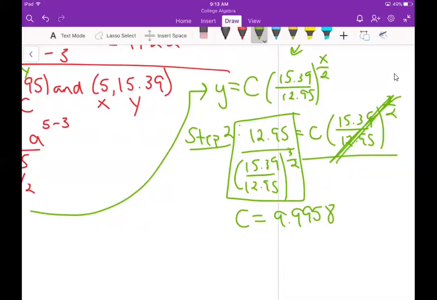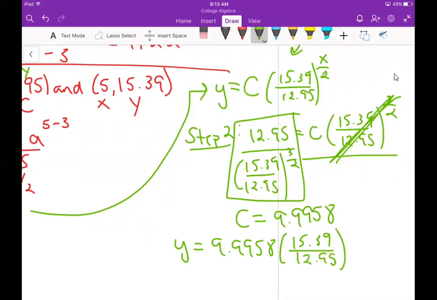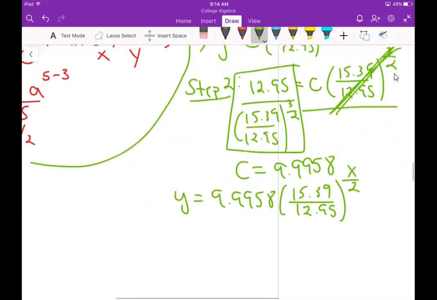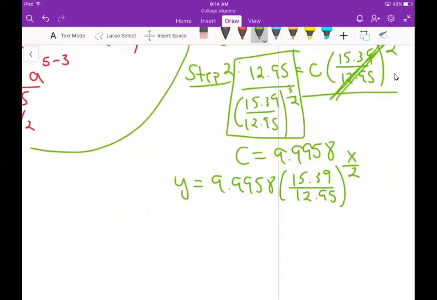So your final function is y equals about 9.9958 times 15.39 over 12.95 to the power of x over 2. Whoops, I always want to put that decimal place too soon with 15 for some reason. Now, I'm not saying that this is easy, guys, but just don't get too overwhelmed by all the numbers. The steps are the same. Just keep those numbers as you go. It just basically means you have more to plug into your calculator.